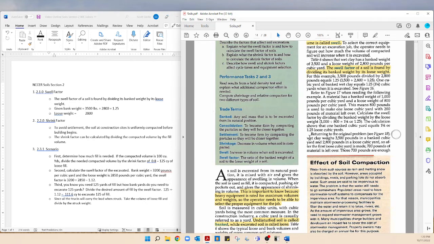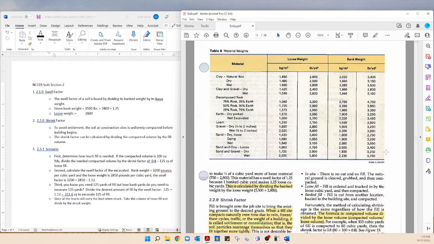You, for the most part, can probably figure all these things out. Here's the original problem again: 3,500 pounds in the bank cubic yard and 2,800 pounds in a loose cubic yard. So after the first loose cubic yard is made, there's 700 pounds of the material left over. Those 700 pounds are enough to make a quarter of a cubic yard. So that's where the 1.25 comes in.